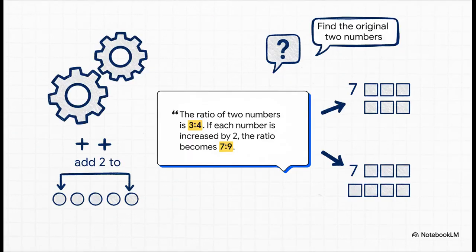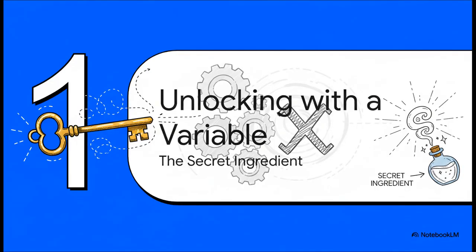Okay, so here's the puzzle itself. We're told the ratio of two numbers is 3 to 4. Simple enough. But then, if you increase each of those numbers by 2, the ratio changes and becomes 7 to 9. Our job? Find the original numbers. So how do we even start to solve this?